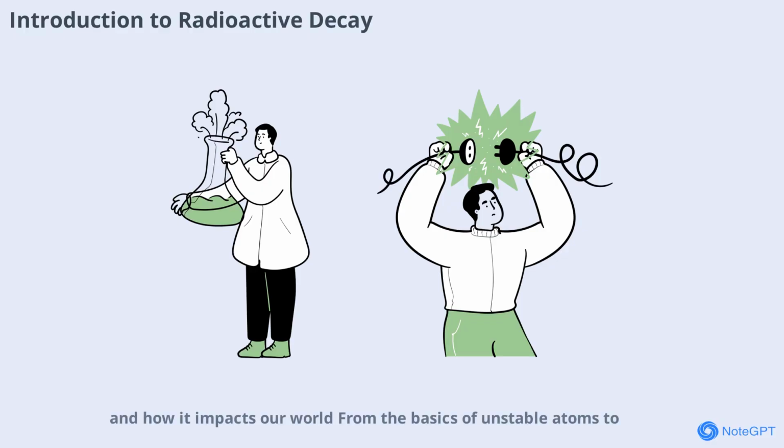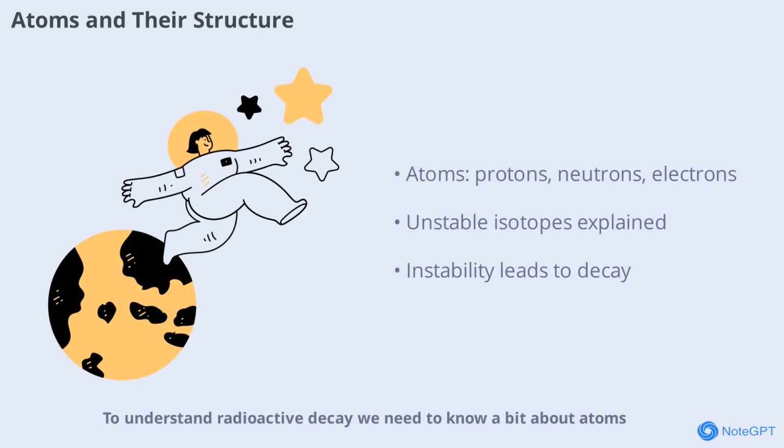From the basics of unstable atoms to the real-life uses and dangers of radioactivity, we'll break it all down step by step. Let's start by understanding what makes an atom radioactive in the first place. To understand radioactive decay, we need to know a bit about atoms.